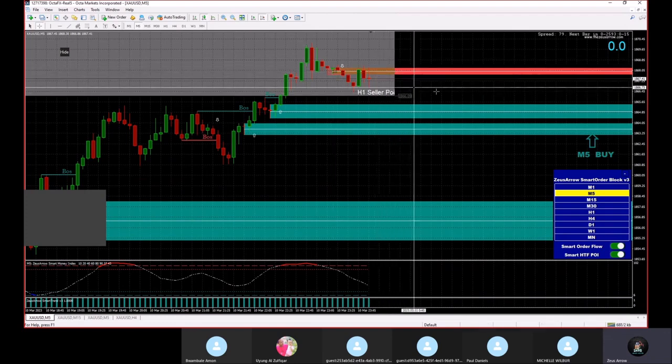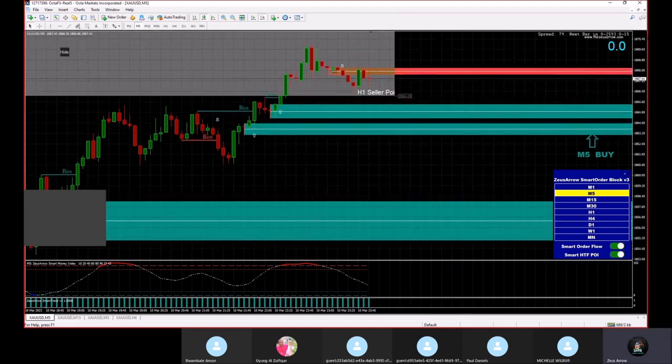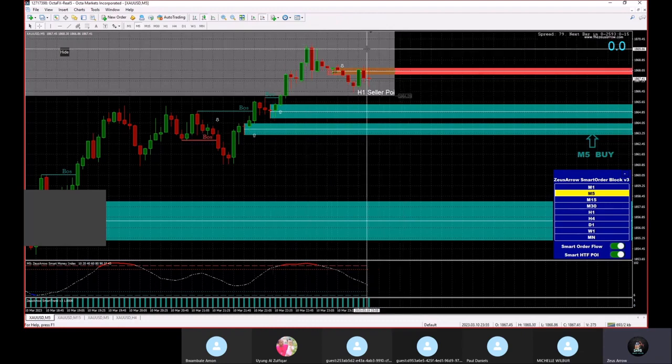We can take this entry, and as long as the price is inside the seller POI, we're going to avoid any kind of buy trades. These are the basic things that you need to keep in mind. At the end, we're going to summarize and keep the 1, 2, 3 rules that should be followed for the entry and exit. But for that, we need to understand the whole concept. We cannot take any buy trades when price is inside the seller POI.